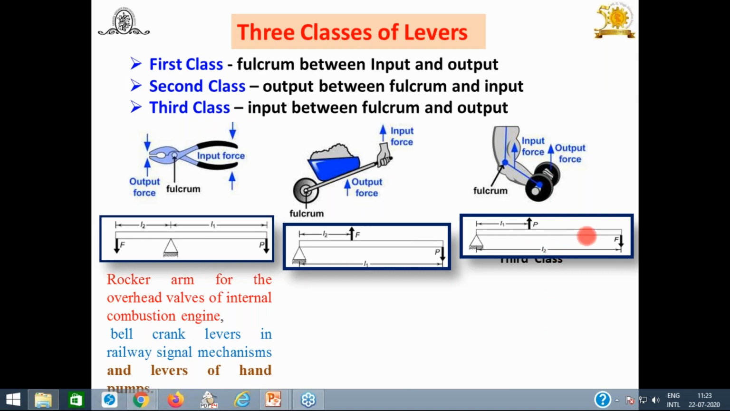Try to understand. Accordingly, the positions of L1 and L2 change, and accordingly you get the mechanical advantage. But the first type and second class we can prefer because mechanical advantage is greater than one. But in the third class, you will find L2 is greater than L1, so mechanical advantage is less than one. In industrial applications, no one goes for third class type lever. The first and second types are generally preferred for industrial applications.